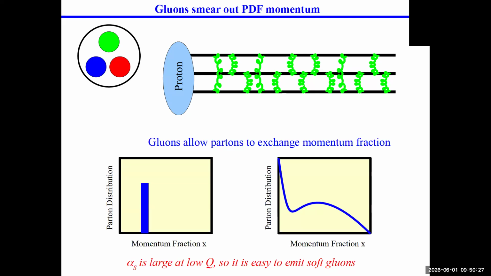And in particular, it turns out there are lots and lots of quark-antiquark pairs at small momentum fraction, at small energy. That's because the strong interaction gets large at small energy. It means alpha S is very large. It's very easy for a gluon to split into a very low energy quark-antiquark pair. And so it turns out you can make an infinite number of quark-antiquark pairs at small x.